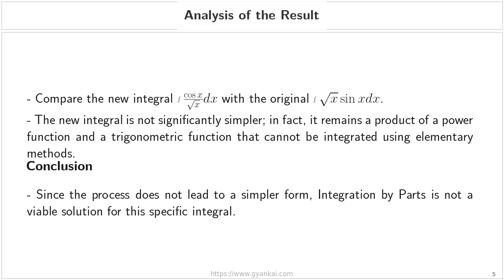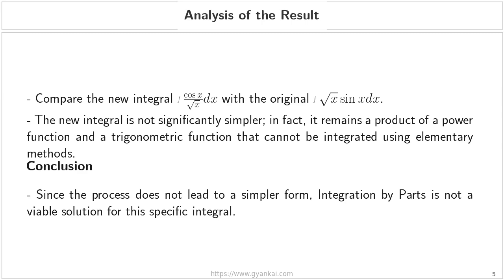This means we've hit a limitation of the method. We can't repeatedly apply integration by parts and expect to get a solution using standard integration techniques. Therefore, the conclusion is that, since the process doesn't lead to a simpler form, integration by parts is not a viable solution for this specific integral. It doesn't mean the integral can't be solved, just that integration by parts won't get us there.